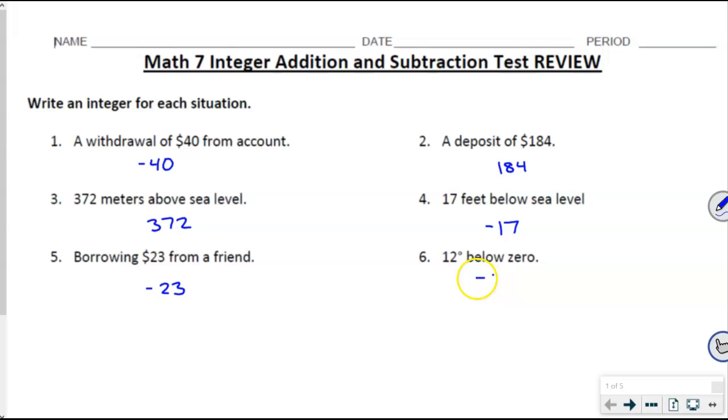Negative 12, exactly. Notice on any of these, did I put degree signs or feet or dollar signs? No, I don't want those units. Because all I want for these problems is just an integer. Maybe write a note there. Just an integer means don't worry about units. I know that's backwards, right? Normally we want units, but this time I just want numbers.